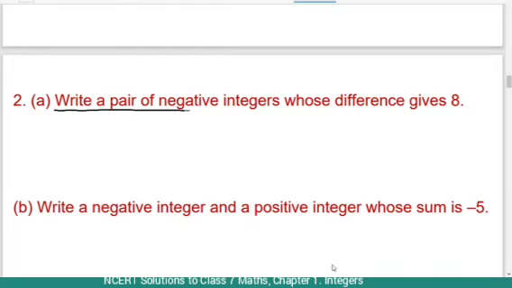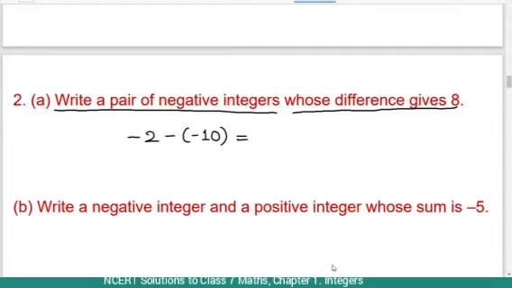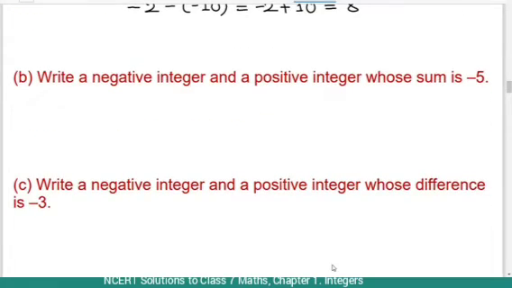Question 2a. Write a pair of negative integers whose difference gives 8. Solution: minus 2 minus of minus 10. So the pair of negative integers are minus 2 and minus 10, and its difference is 8. Minus 2 plus 10 is 8.